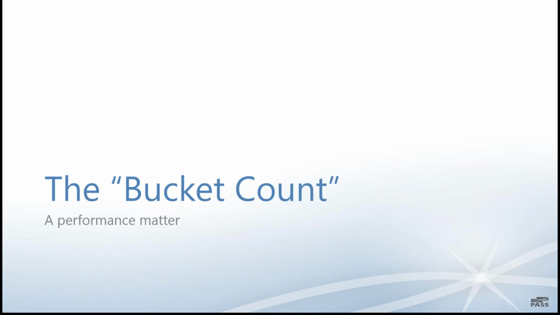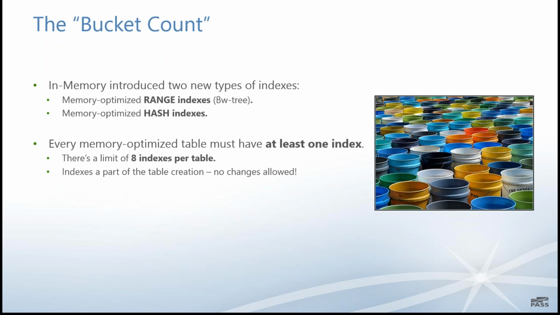Okay, starting with the bucket count now. Memory OLTP introduced two new types of indexes, as I said in the revision, the range indexes and hash indexes. Every memory optimized table needs to have at least one index and up to 8 indexes per table. Why is this a must? Because the way the rows are connected in the memory table is through the index. The index makes the chain to connect all the rows inside of a table.